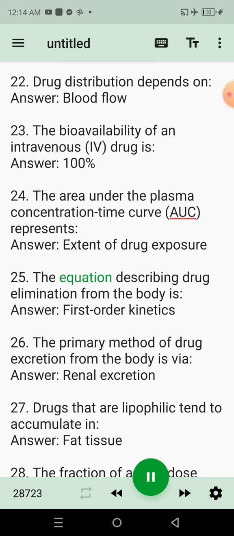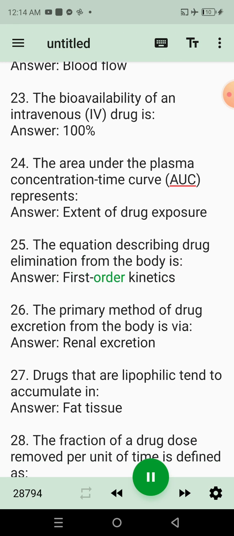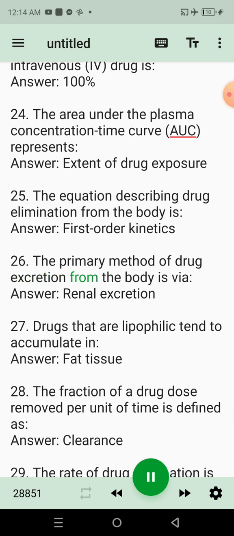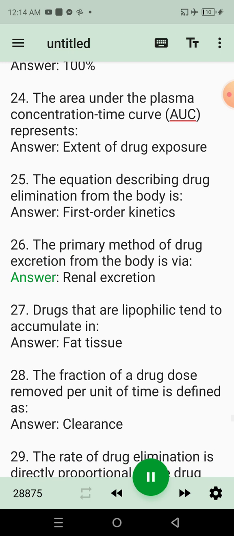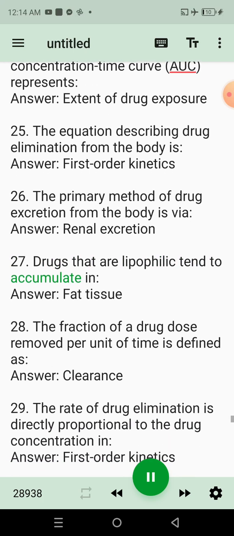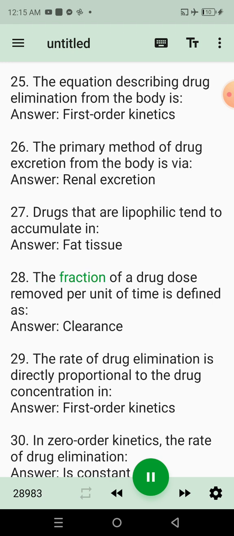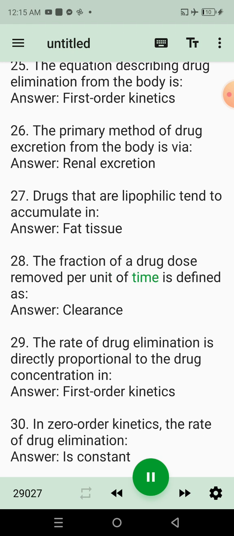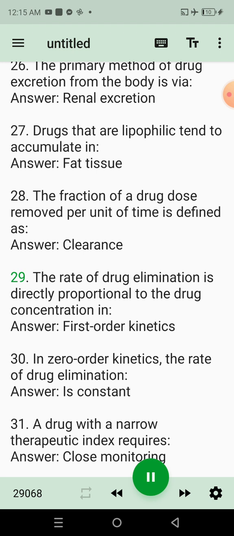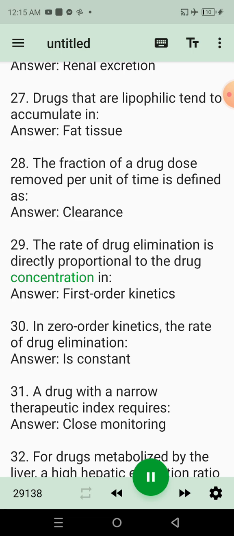25. The equation describing drug elimination from the body is. Answer. First-order kinetics. 26. The primary method of drug excretion from the body is via. Answer. Renal excretion. 27. Drugs that are lipophilic tend to accumulate in. Answer. Fat tissue. 28. The fraction of a drug dose removed per unit of time is defined as. Answer. Clearance. 29. The rate of drug elimination is directly proportional to the drug concentration in.